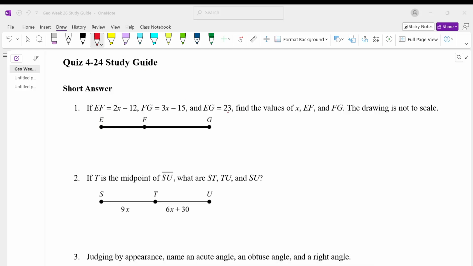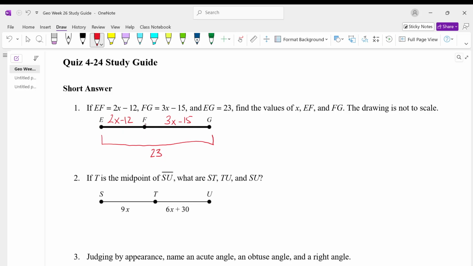All right, so here we go with our Quiz 4 study guide. Problem number 1 says if E to F is 2x minus 12. So that's this piece right in here. E to F is 2x minus 12. F to G is 3x minus 15. And E to G is 23.